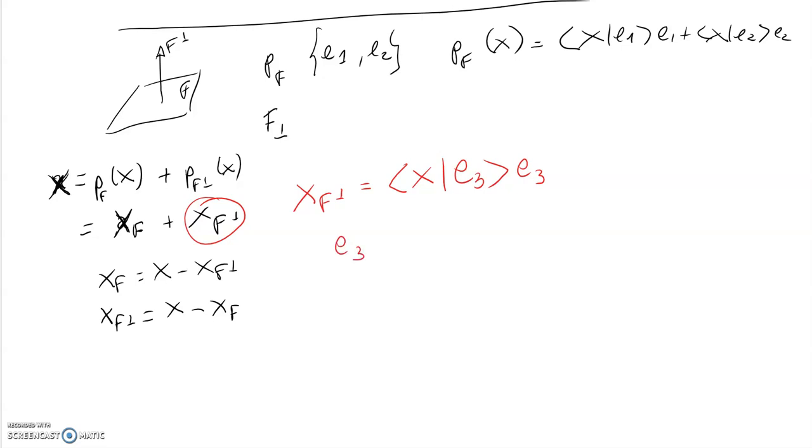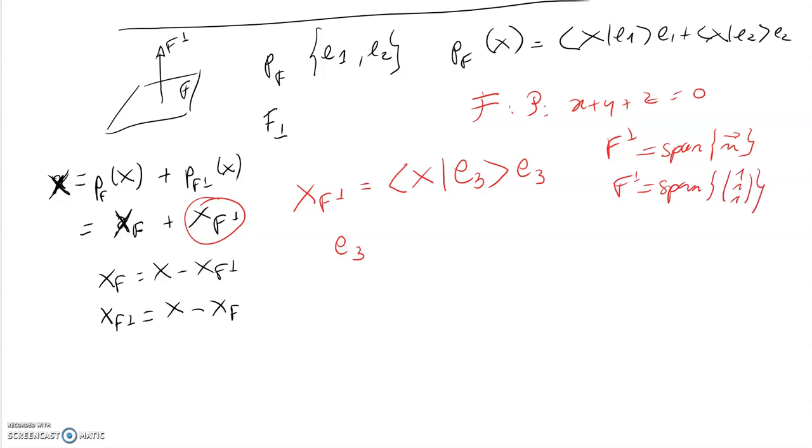In our case, we are still in the case where F is actually the plane defined by X plus Y plus Z is equal to 0. So the normal vector is going to span the orthogonal space, and so F orthogonal is going to be spanned by the vector 1, 1, 1. We just need to normalize this one, so that's going to be 1 divided by the norm of vector 1 1 1 times the vector 1 1 1. The norm of 1 1 1 is the square root of 3, so that's 1 over square root of 3 times 1 1 1.